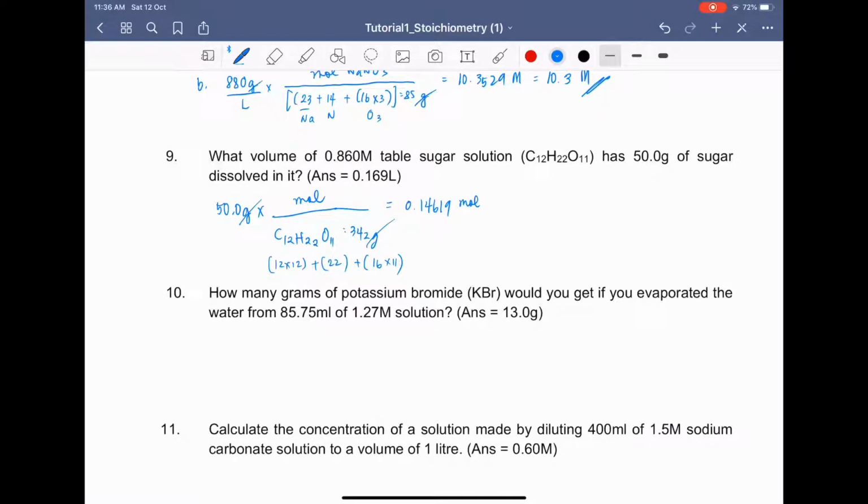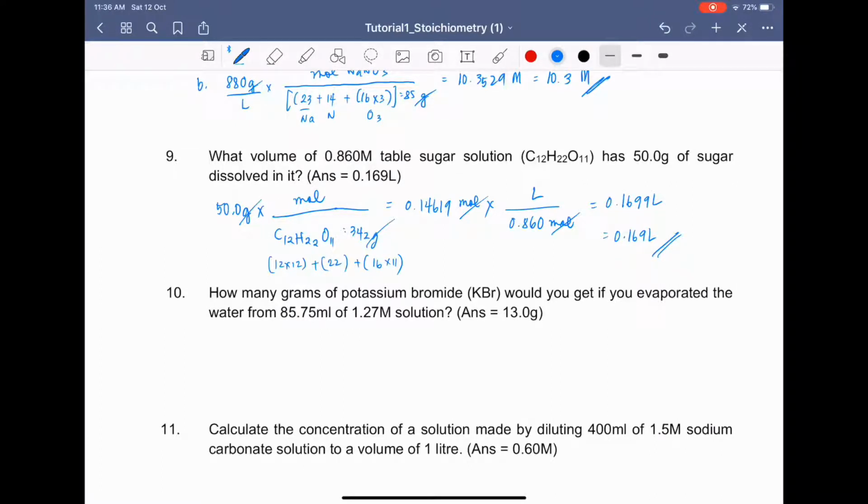0.014619 mole. But we are required to know how much volume is there. So divide by 0.86 mole per liter, and that is the molarity. So equals to 0.1699 liter or 0.169 liter.